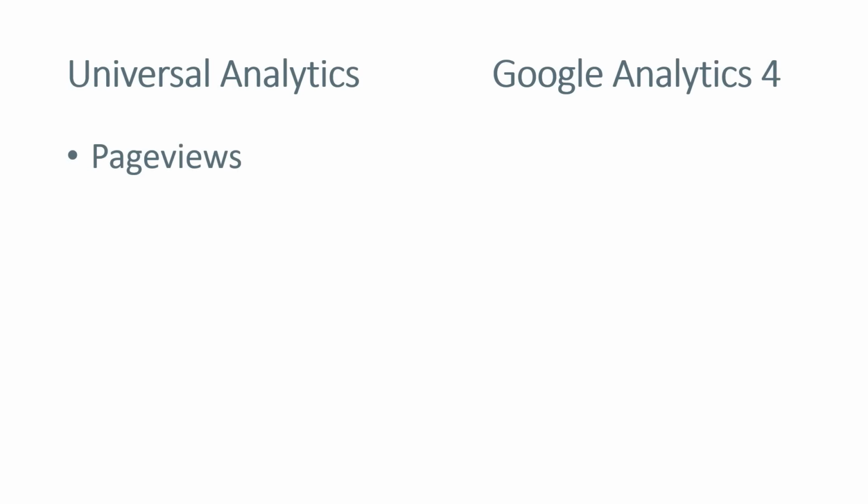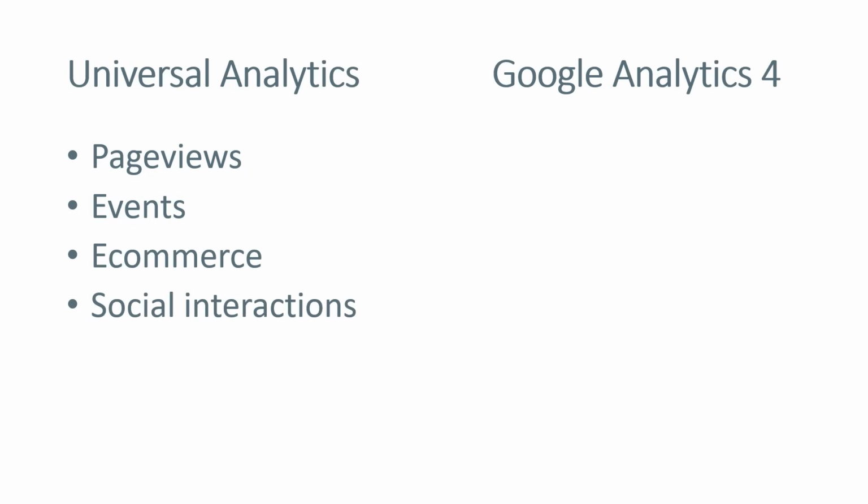For example, we could send page views, then we could send events, e-commerce data, then social interactions, because there were actually dedicated reports just for social interactions, then timing, for example, page speed or something like that, and there were even more data types that you could send to Google Analytics 3. On the other hand, everything was simplified in Google Analytics 4, and now you can send events. So everything that you send to GA4 is an event. Page view is an event, e-commerce data is an event, and so on.